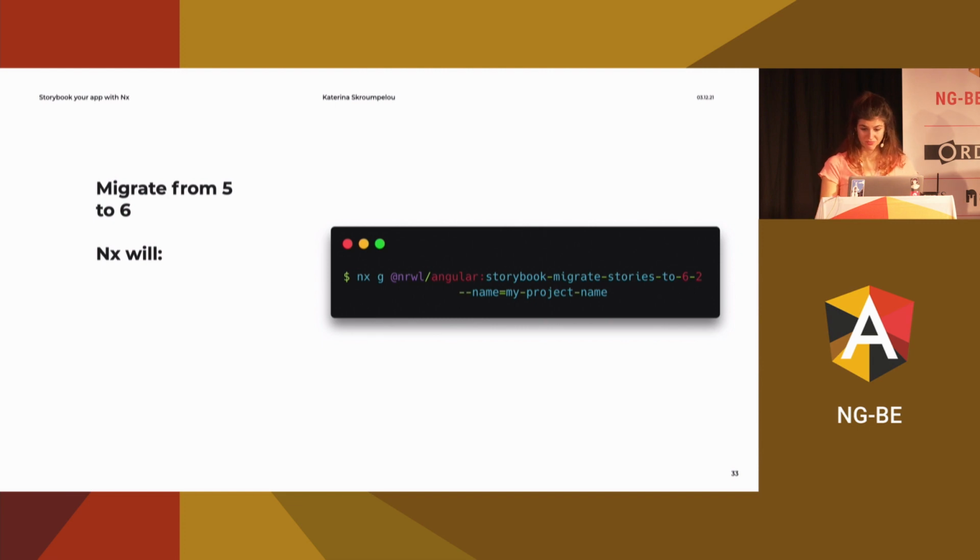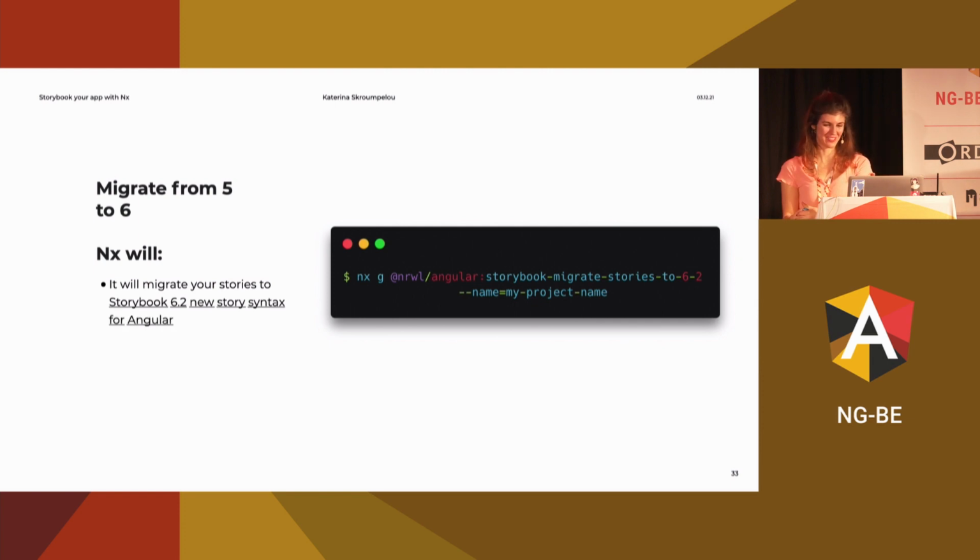Also, this is another generator title I came up with. Storybook migrates stories to 6.2. When Storybook Angular changed from version 6 to 6.2, again, there was a breaking change in the way Angular stories were written for Storybook. So this generator will just go and migrate your stories and make the necessary changes to your file so that it works with 6.2, because it's very important to keep up with the latest versions. And Storybook is an ever-evolving tool, and each version has more cool features. So I would always suggest that you keep up with the latest stable version.